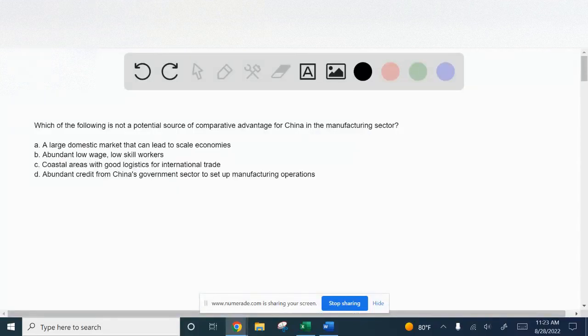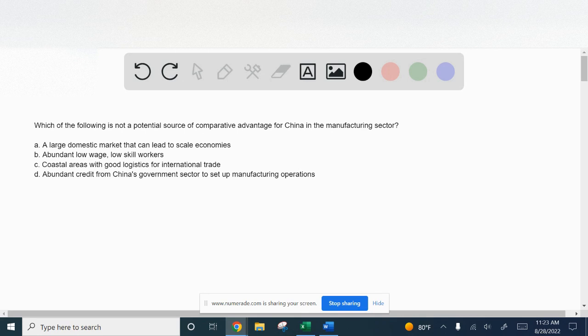Which of the following is not a potential source of comparative advantage for China in the manufacturing sector? A, a large domestic market that can lead to scale economies. B, abundant low-wage, low-skill workers. C, coastal areas with good logistics for international trade. Or D, abundant credit from China's government sectors to set up manufacturing operations.